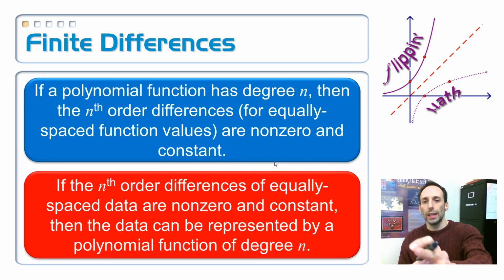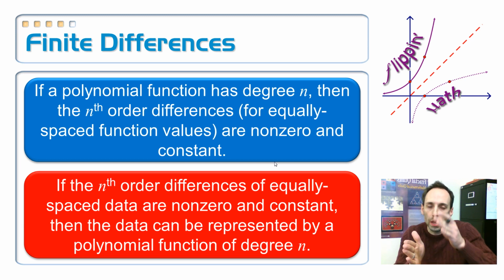So then, in general, if a polynomial has degree n, then the nth order finite differences have to be constant. Now, of course, this assumes that your x values are equally spaced. The first one's 1, and then 2, and then 3, and so on.